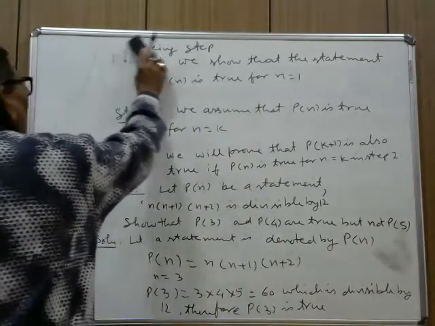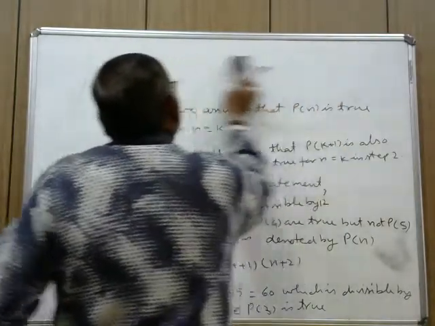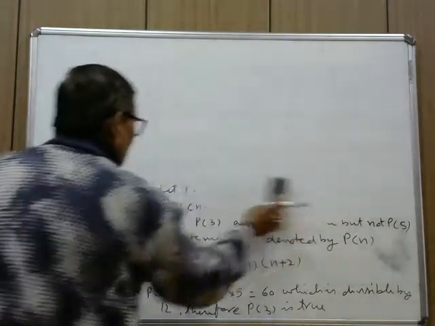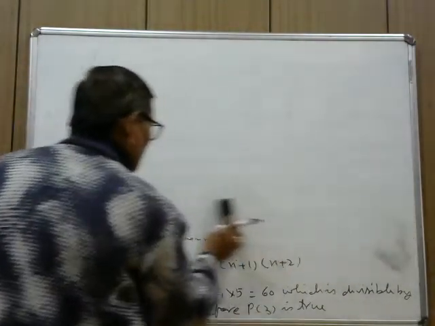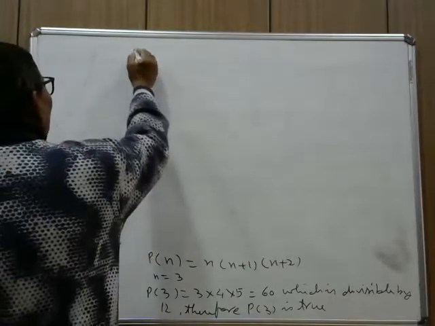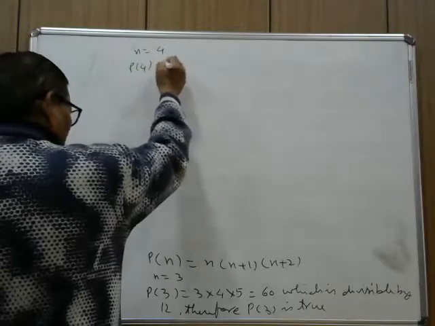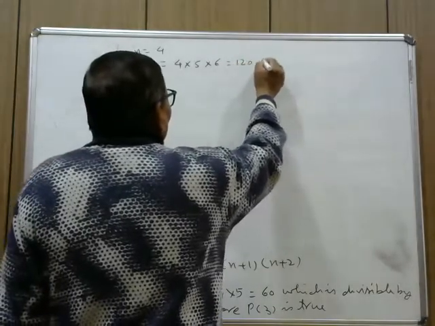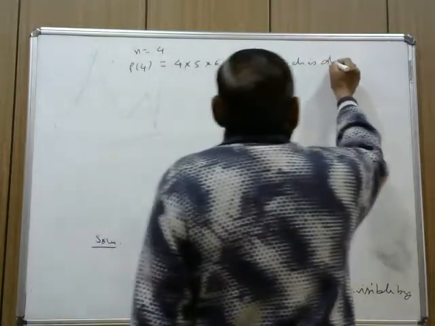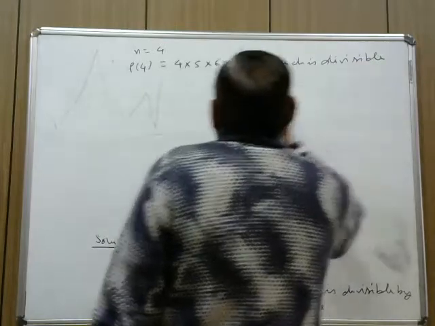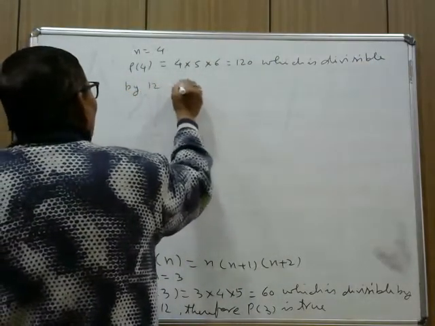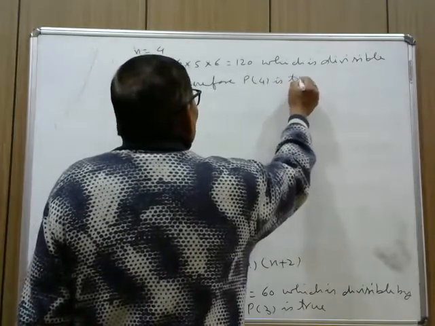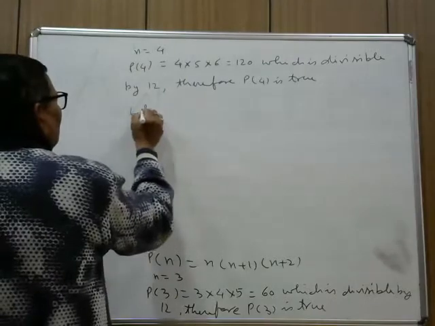Similarly, you find P4. Your P4, put n equals to 4. Your P4 equals to 4 into 5 into 6. 6 5 is 30. 34 is 120, which is divisible by 12. Therefore, P4 is true. So now let n equals to 5.